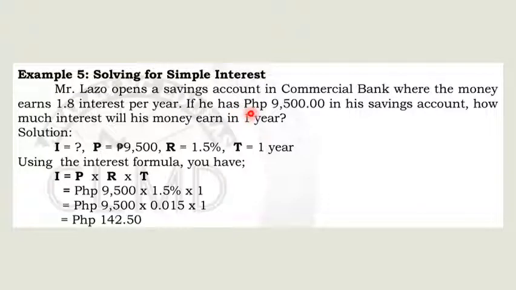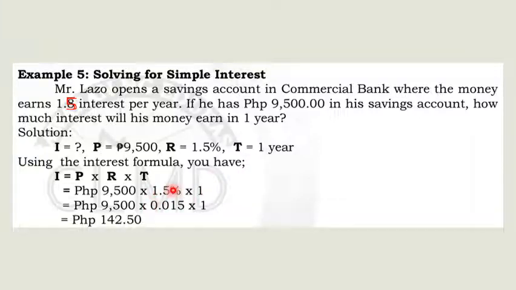So, magkano yung kanyang pera talaga sa bangko? So, 9,500 pesos. So, ito daw ay tumutubo kada taon ng 1.8%. Pero dito 1.5, so gawin na lang natin itong 1.5%. Okay, so tumutubo siya ng 1.5% kada taon. So, every year, so 1 year. So, magkano yung tubo niya in 1 year? Okay, so multiply lang natin yung 9,500 times yung rate na 1.5% at yung time na 1.